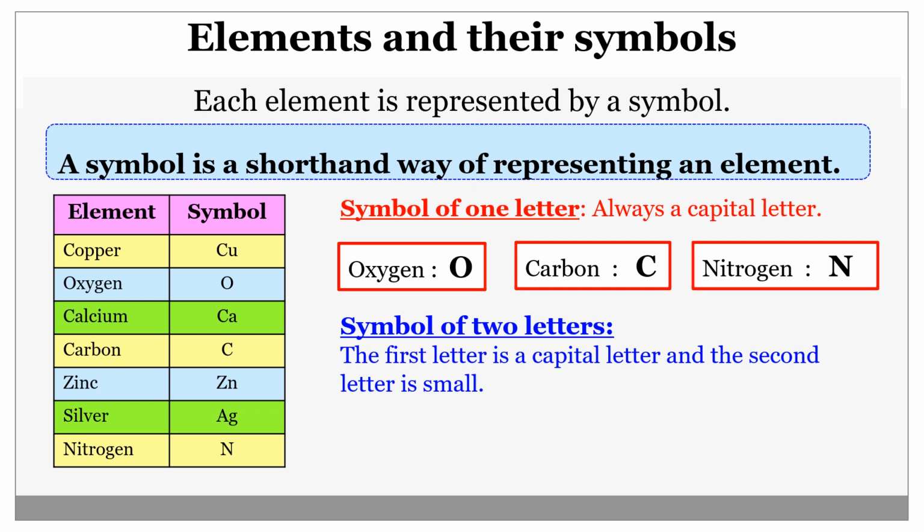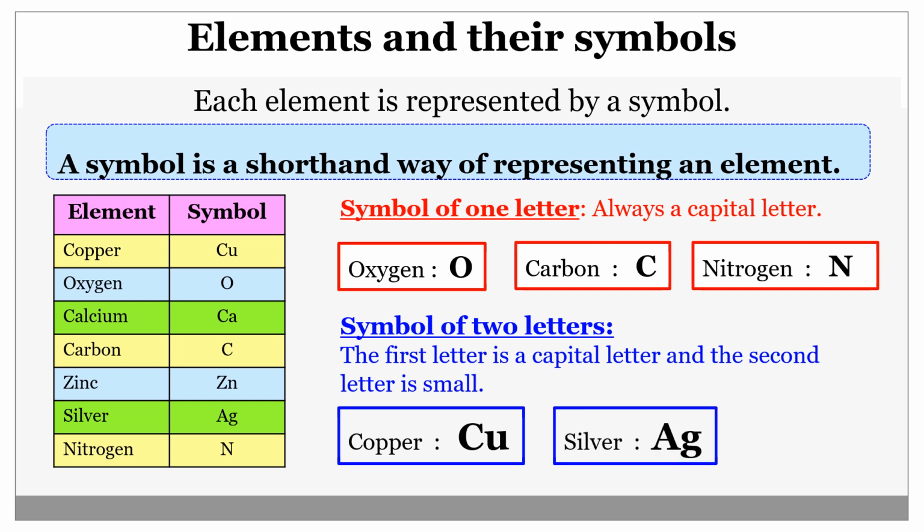When the symbol is of two letters, the first letter is a capital letter and the second letter is small. For example, the symbol of copper is capital C small u. The symbol of silver is capital A small g. The symbol of zinc is capital Z small n.